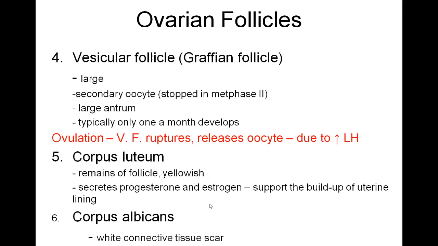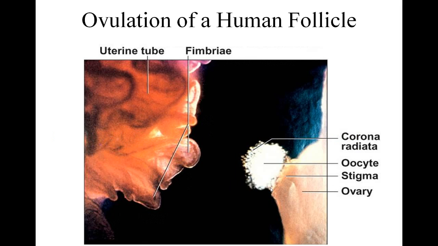And then we have the corpus albicans. So here's a really cool picture. Here's the ovary, then here's the uterine tube. They're not touching. There's a little bit of space, like an itsy bitsy teeny tiny space in between them. So the egg is released and it has to actually cross the empty space in order to get to the uterine tube. And these little fimbriae are the fingers, and they're going to move and pull it in.